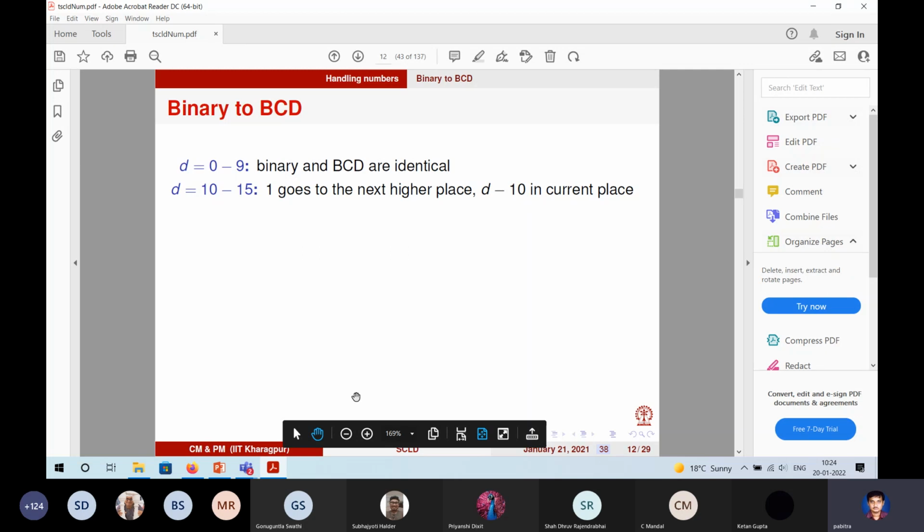All right, so now the next question is: okay, you have represented a single-digit decimal using 4 bits. What about decimals which are greater than 9? Say, what about decimal values 10 to 15? What is their BCD representation?